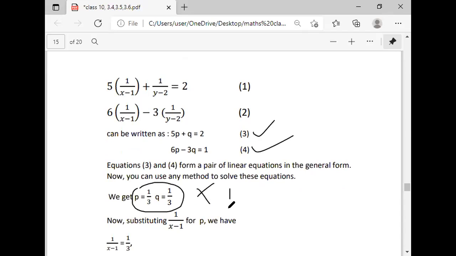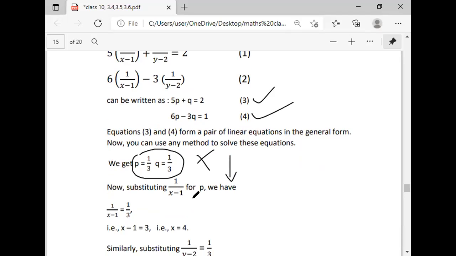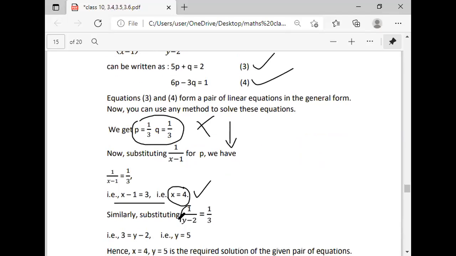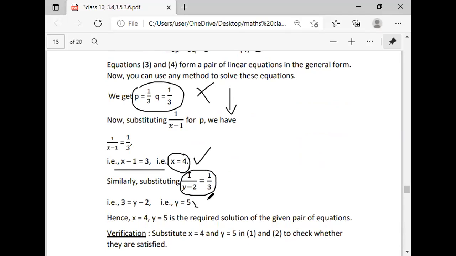You have to move further. Instead of p, we can write 1 by x minus 1 is equal to 1 by 3. And then we have to find the value of x as x equal to 4. Similarly, 1 by y minus 2 is equal to 1 by 3, and you will get the y value as 5. Clear? Yes, sir.